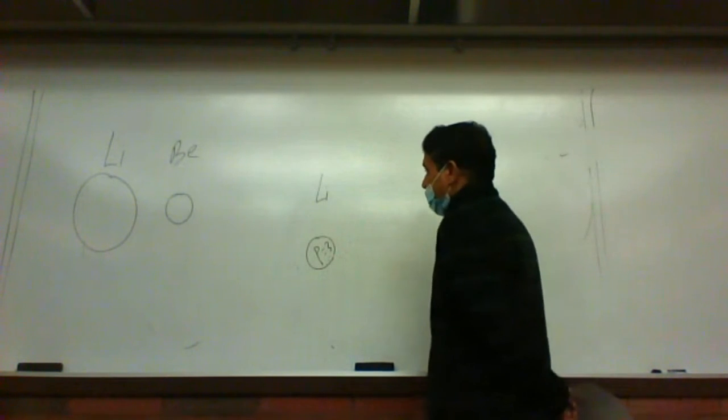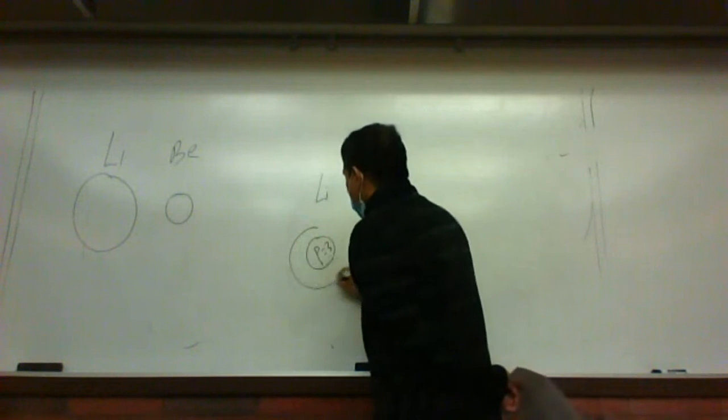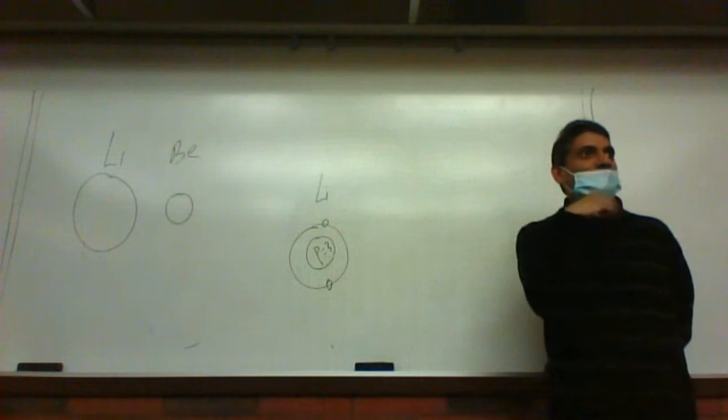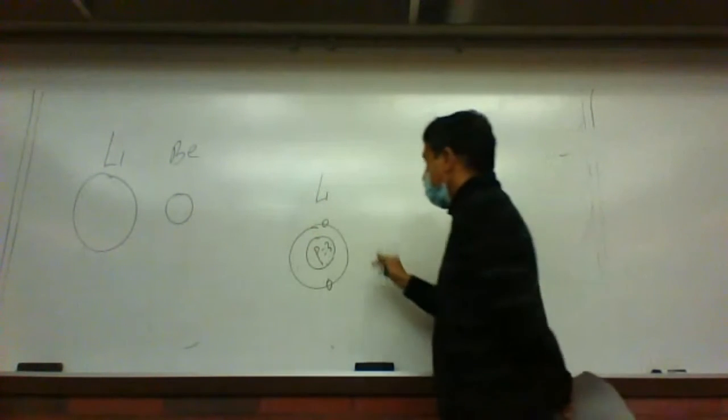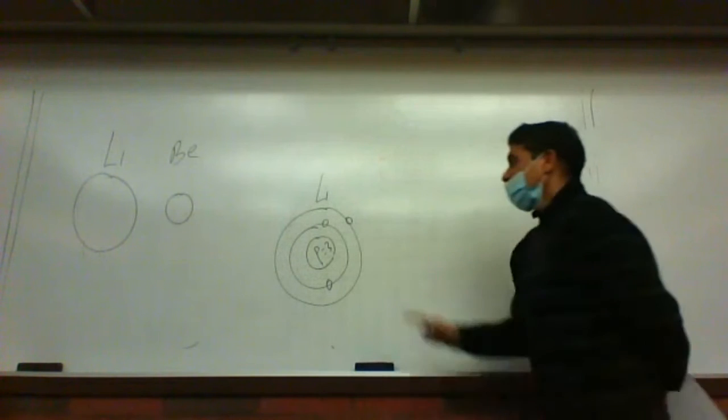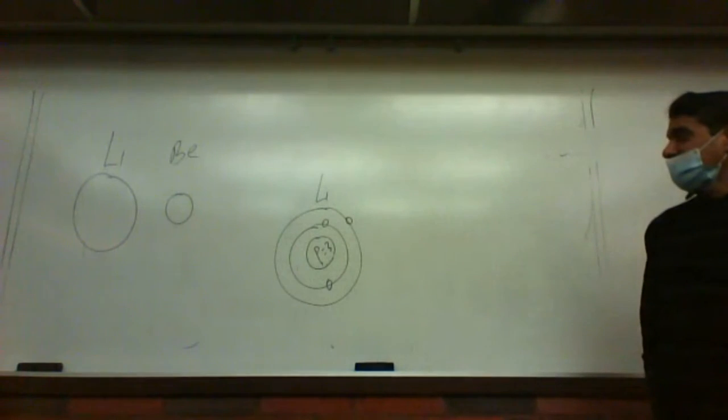Now I have 3 electrons. So in the first orbit, I have 2 electrons. I cannot put more than 2 electrons in the first orbit, right? I need to put only 2 in the first. And then there is another orbit. I'm going to write another electron in the second orbit.